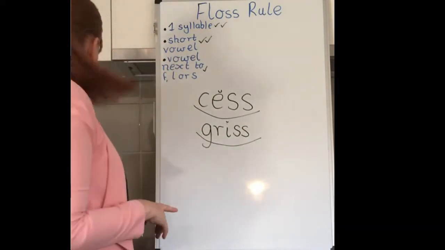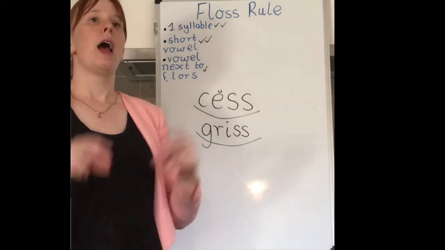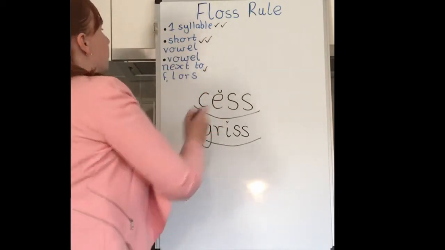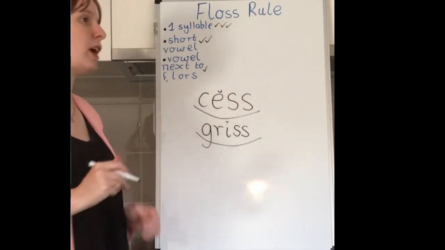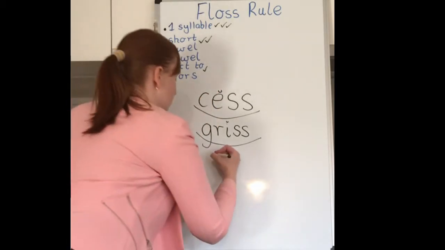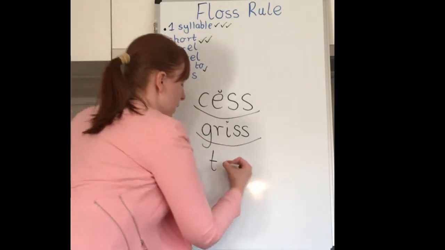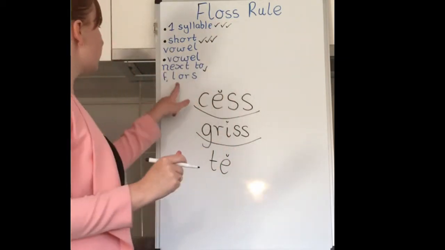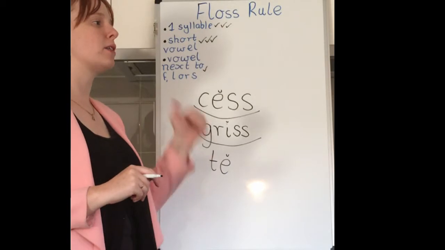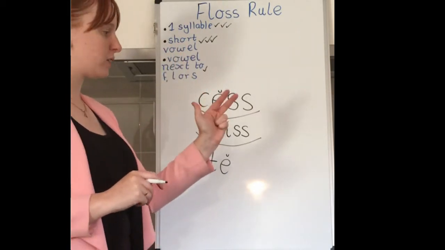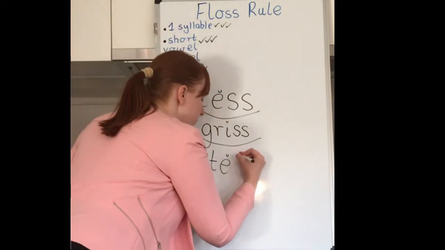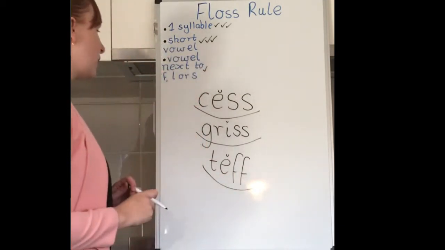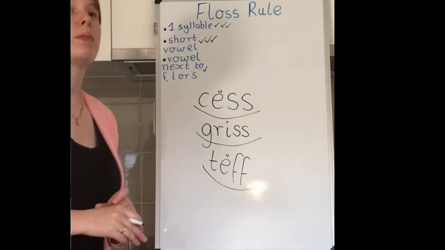Tef. The syllable tef. How many beats are in the word tef? One. Is it a short vowel? T-e. It's short. Is that sound next to the vowel? They are next to each other. I'm going to double it. Tef. Another one might be bell.